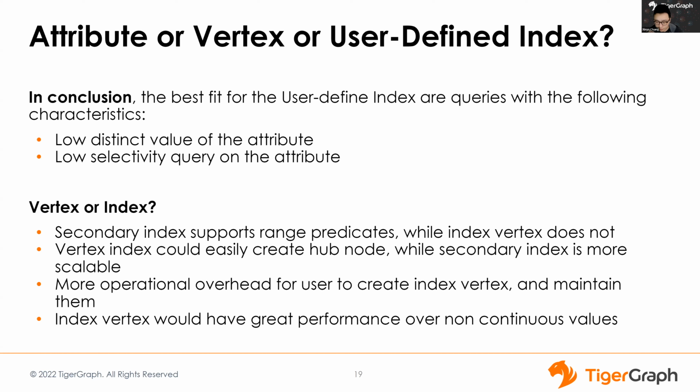And the second thing is that a vertex index may potentially create a hub node, and the hub node is actually not very efficient, but the secondary index is more scalable. No matter how large your data is, it only stays in the limited size cache there. So you won't make your graph extremely large or have to touch too much of the data on the graph.